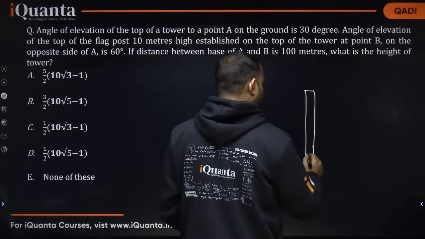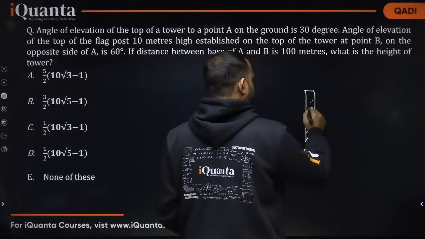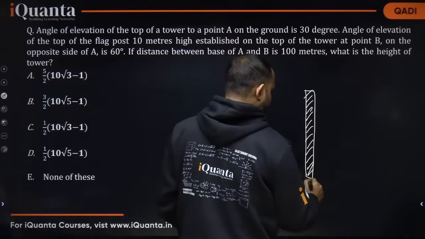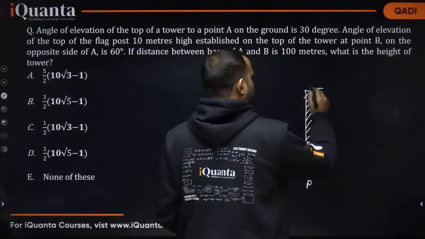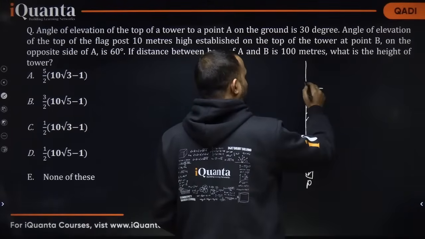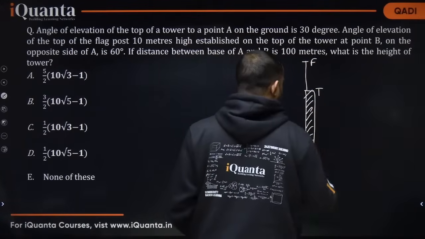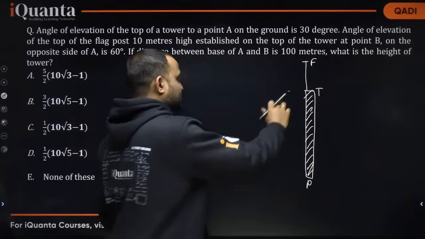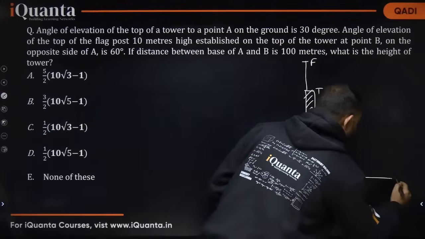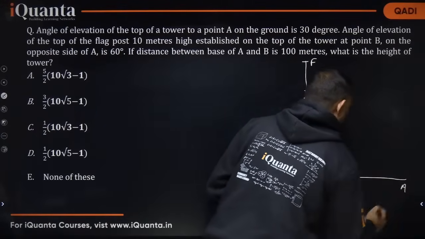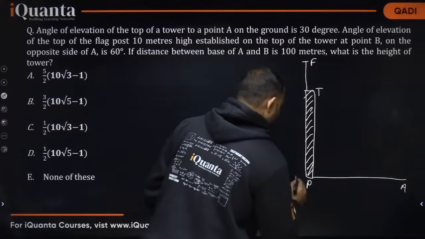This is the pole, the base, let's say P, and the top is T. Above that there is a flag post, and this is F, and the flag post length is 10 meters, this length. Now there is a point A here, and there is a point B here.